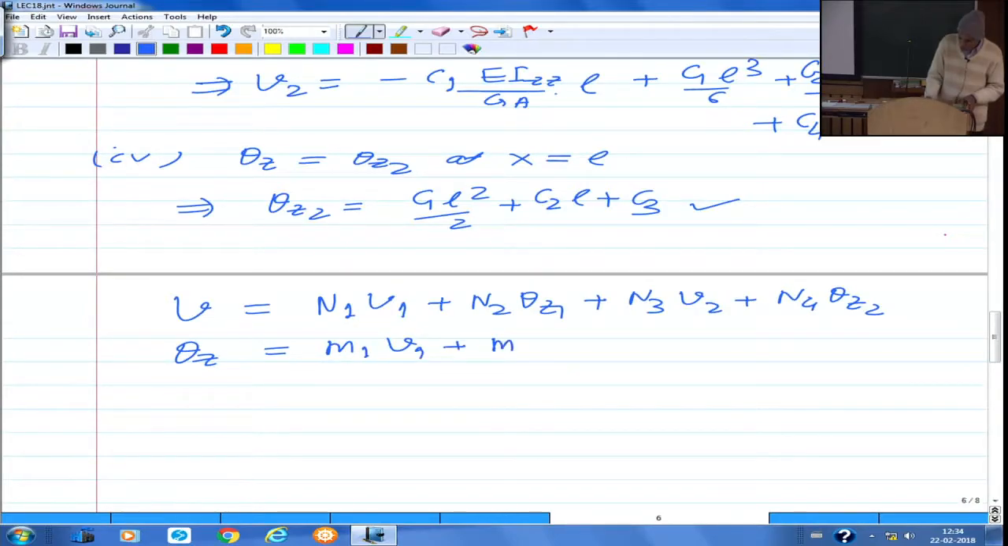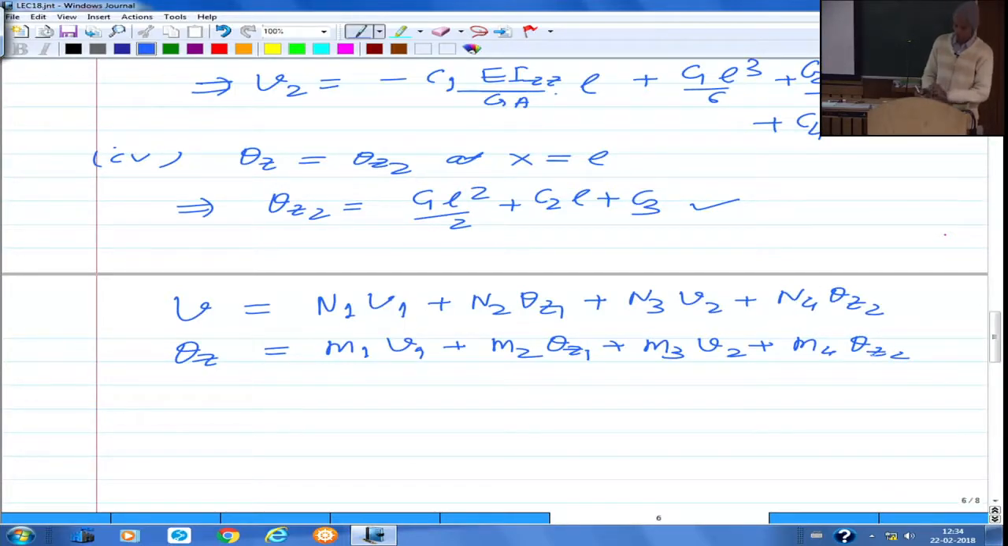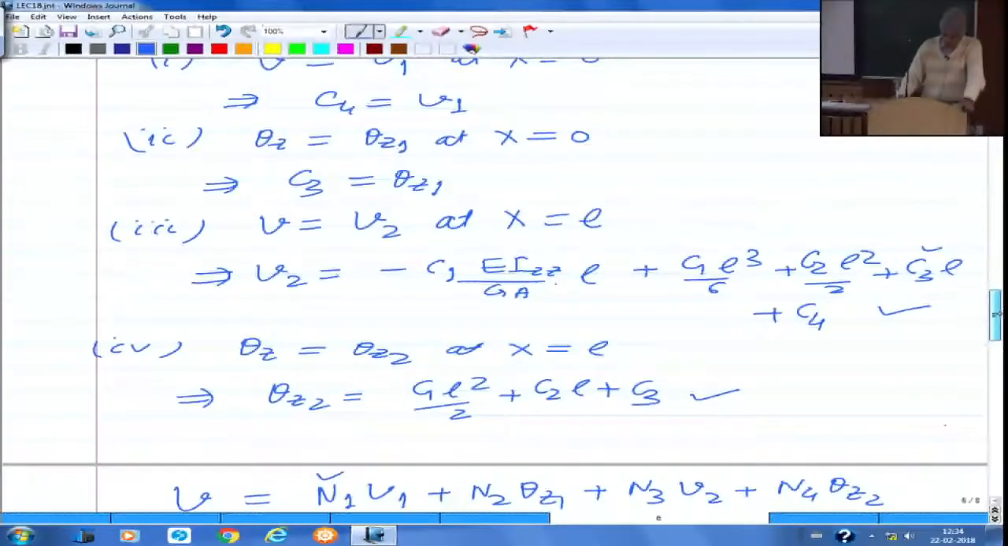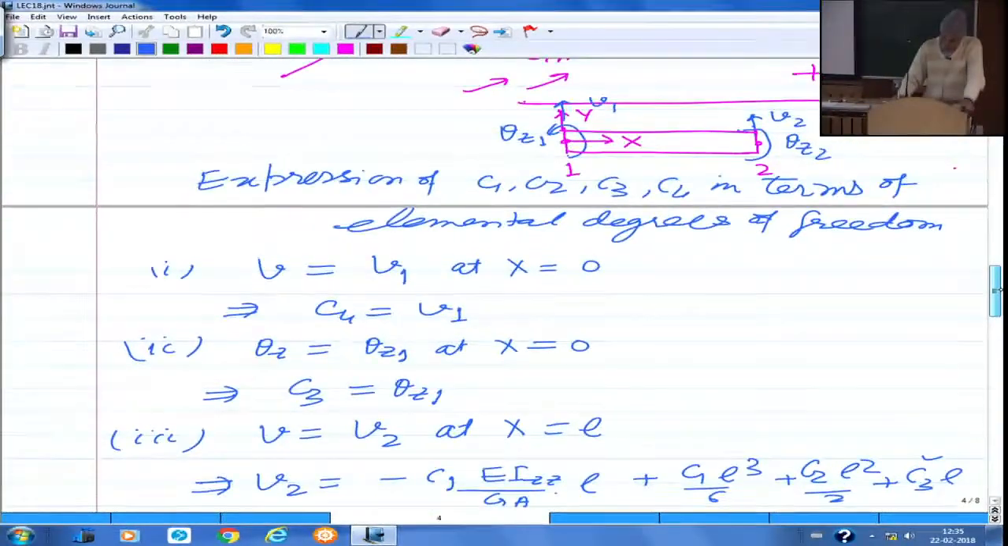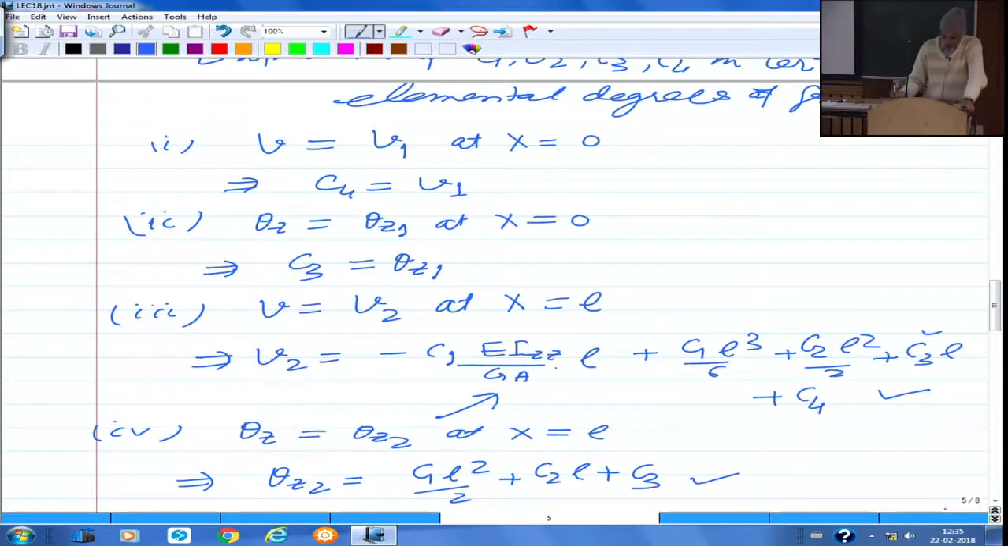So this is what you will get. You need to get the expressions for n1, n2, n3, n4, m1, m2, m3, m4. Some terms would be common, there would be some differences, and you would see the shape functions are now not only in terms of x and L, but also in terms of this parameter EIZZ upon GA. So your shape functions are no longer just in terms of the independent coordinate x and length of the element, but also in terms of material properties, Young's modulus, shear modulus, and the cross-sectional properties Izz and A, area moment of inertia and cross-sectional area.